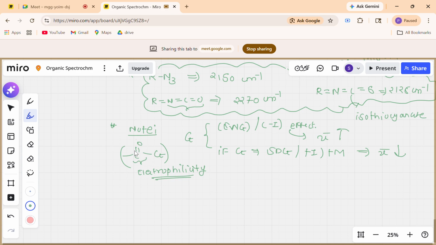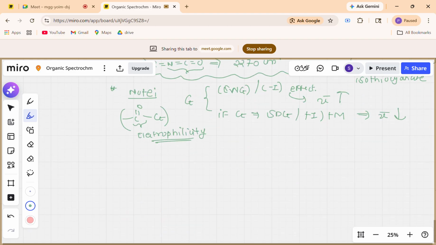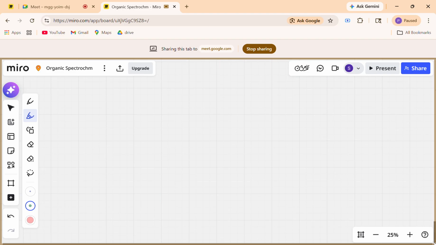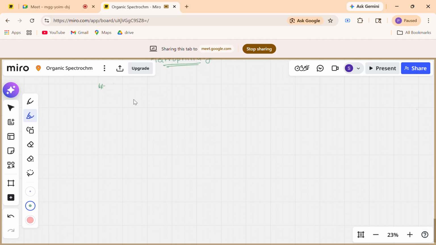So if the electrophilicity of this carbon is increased, it means the double bond character is higher, the bond strength will be higher, and the corresponding stretching frequency will give you a high value. If there is an electron donating group, then the electrophilicity of this carbon will decrease, and because of that the corresponding C=O bond strength decreases, and hence stretching frequency will also decrease. Okay, so these are some short notes for IR stretching frequencies and corresponding bonds.